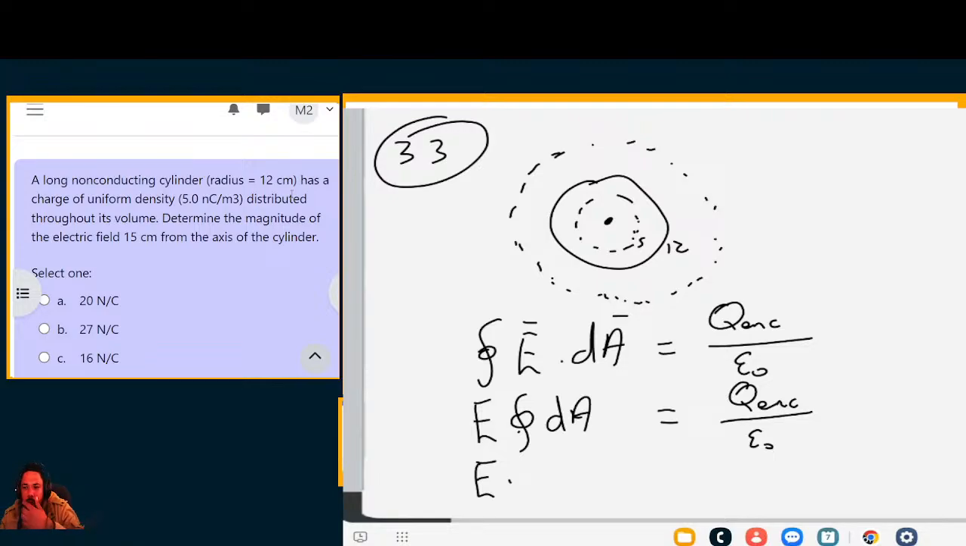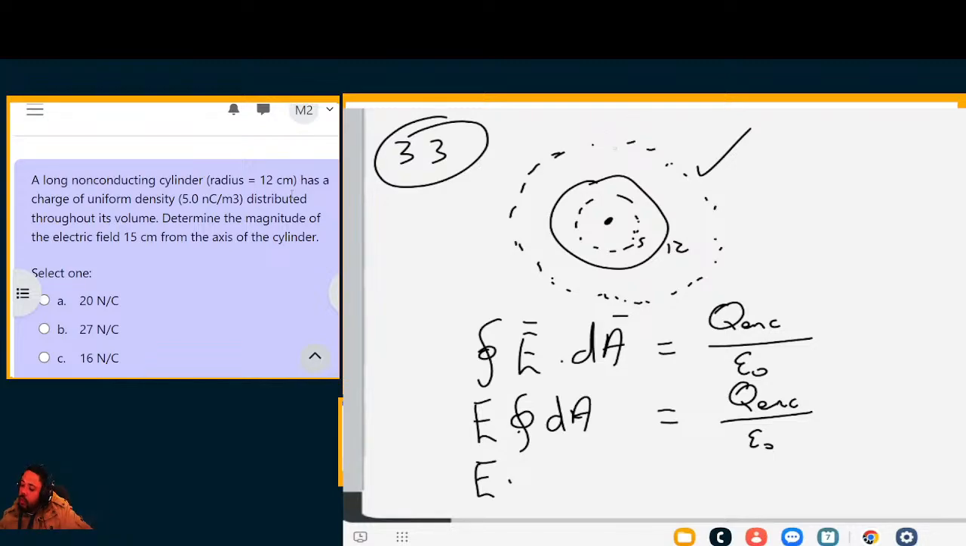Anyone in the chat there? Can you write how you would calculate the area enclosing the cylinder? Remember, we can take the electric field out because it's uniform and symmetric, symmetrically in the center. So how do you calculate the area of a cylinder, the outer area, basically the area of the cylinder enclosed by that line?